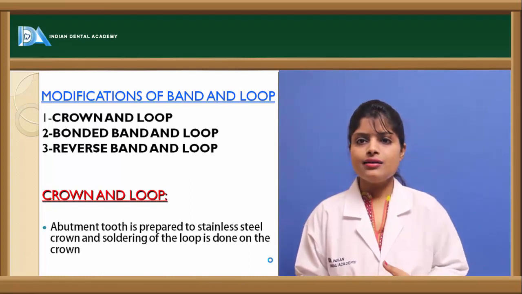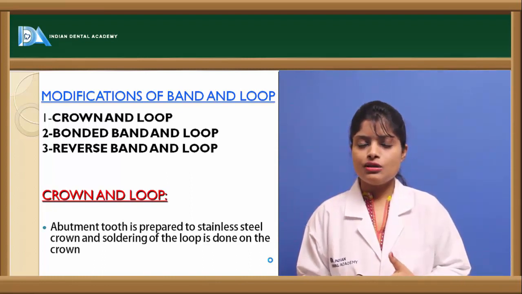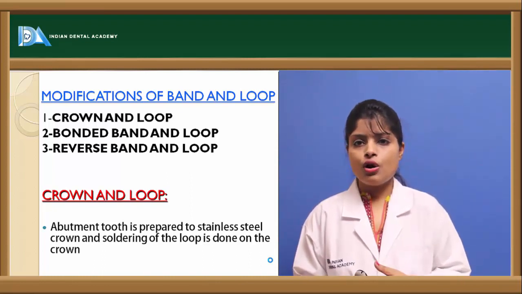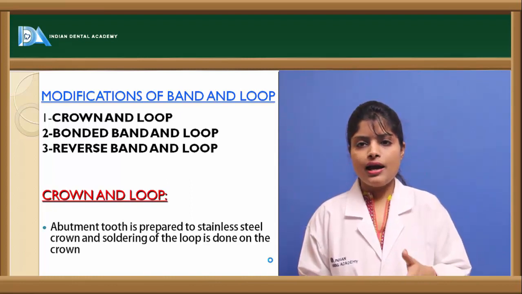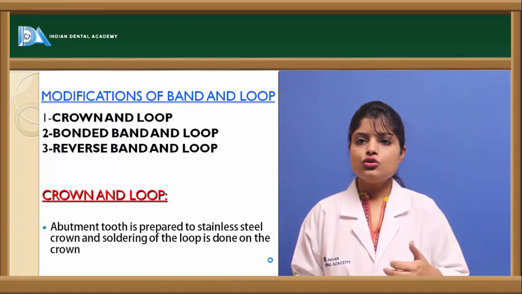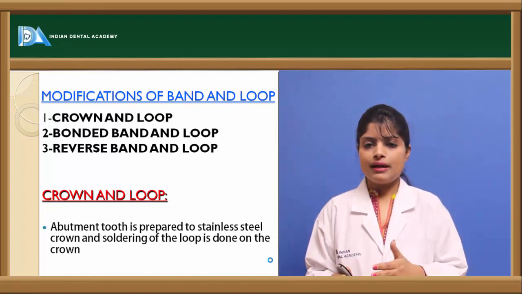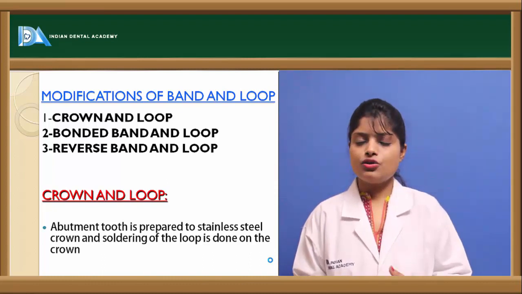Also, recently another appliance which has been reported is a saddle type of appliance, which can be used in the premature loss of the second primary molar. Here, the loop is shaped in the form of a saddle to prevent supraeruption of the teeth and protect it from slipping and undue masticatory forces.